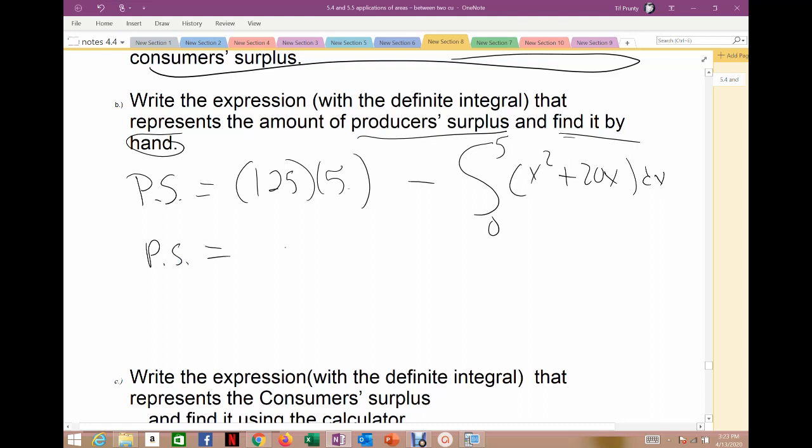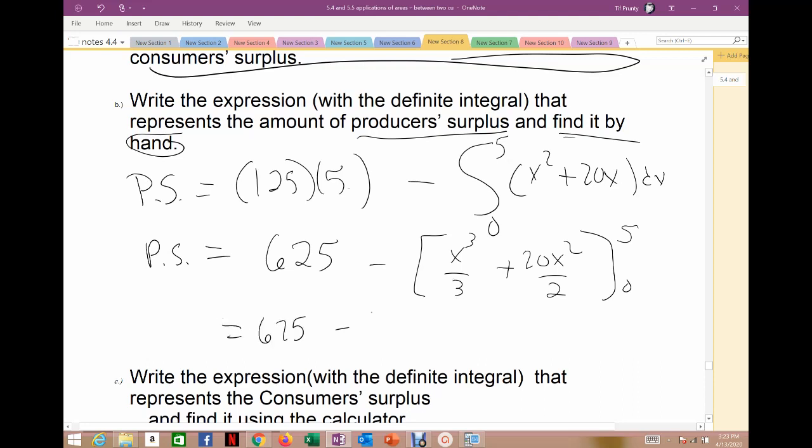So we just take that, multiply it out, that comes out to 625 minus, find the general antiderivative, which is x cubed divided by 3 plus 20x squared divided by 2. Still have to plug in my 5, because when I plug 0 in, it zeroes out. So 625 minus, when I plug 5 in, it comes out to 291.67. We subtract away 0. And so we really take 625 minus the 291.67, and that will be my producer surplus, which is a dollar amount, and it comes out to 333.33.